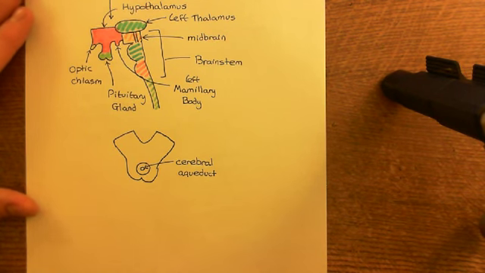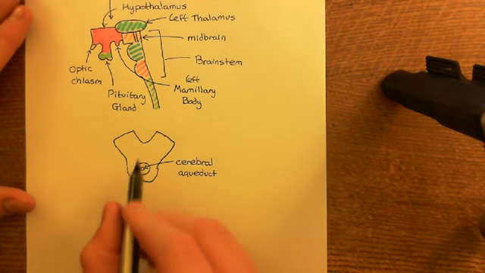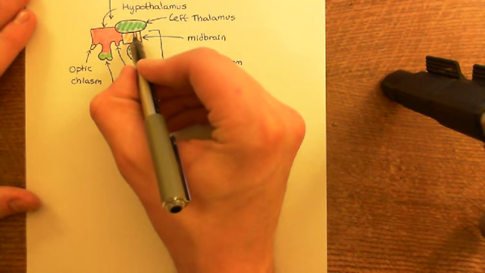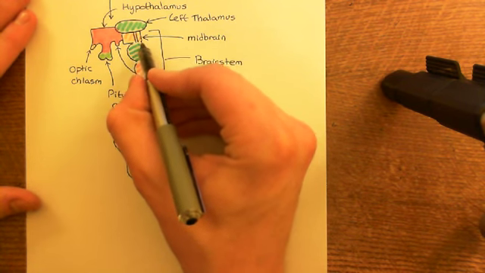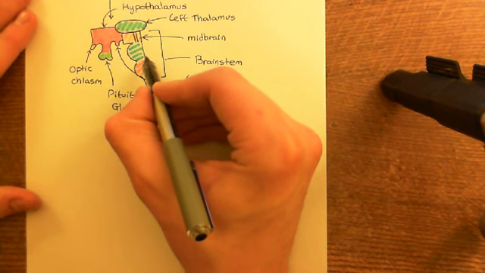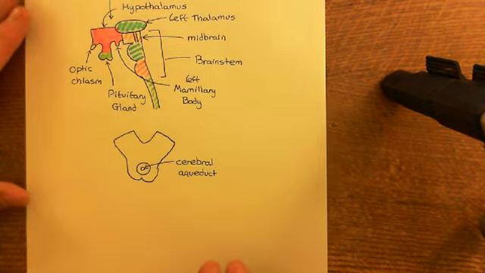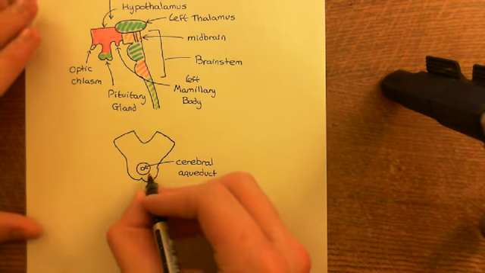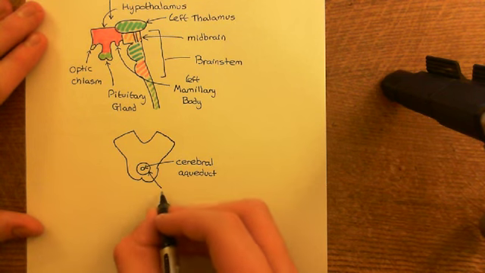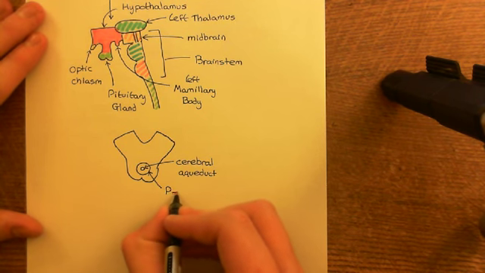It's actually going to connect the third ventricle to the fourth ventricle, but we will come back to this later on. So this is going to be extremely important. The third ventricle is going to be up here basically, and the cerebral aqueduct is going to be draining it. The fourth ventricle is going to be down here, and the cerebral aqueduct is going to be draining into the fourth ventricle.